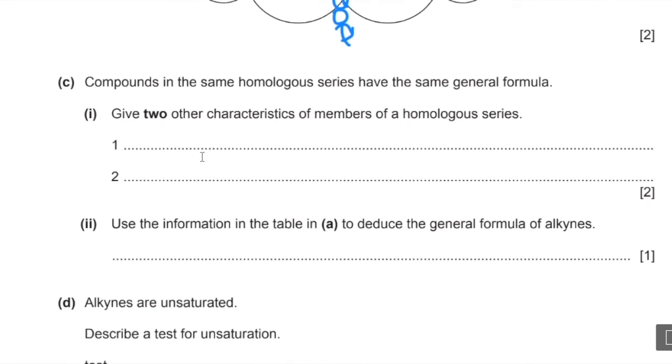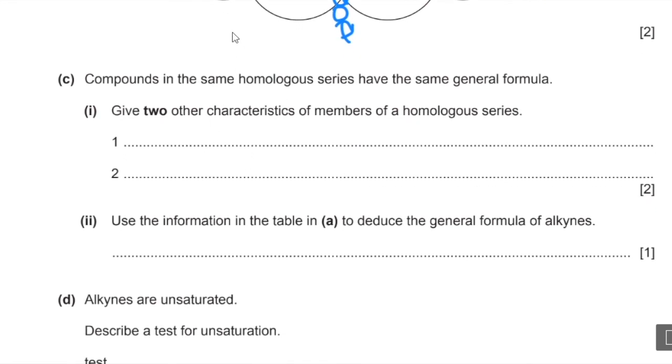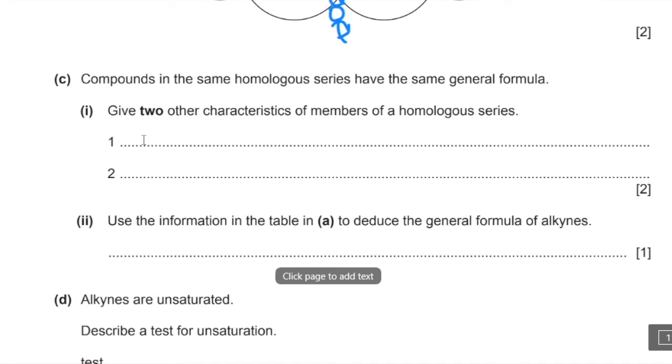One, give 2 other characteristics of a member of a homologous series. So you can write any of the 2. Over here, I'll go with the functional group and similar chemical properties.